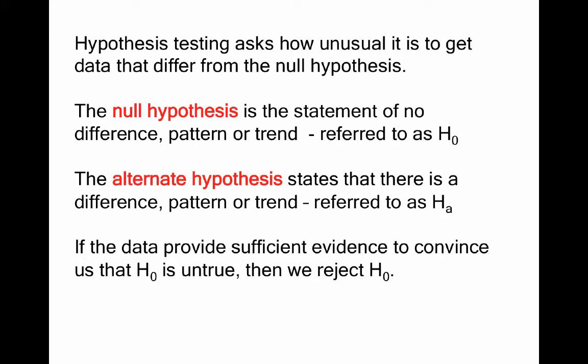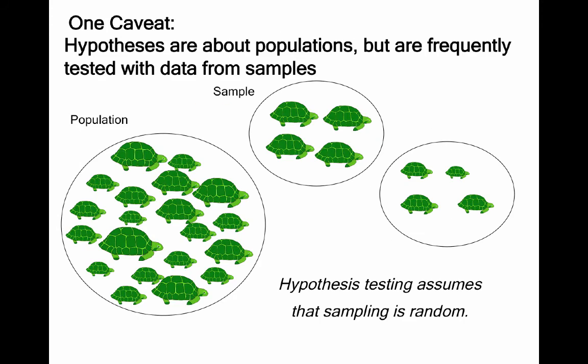Hypotheses come in pairs, and the other side of the pair is the alternate hypothesis. This is where we state the interesting part of the investigation. This is generally where we state the difference, pattern, or trend that we're looking for in our experiment. And this is referred to as HA. What we do in hypothesis testing is we run a little test, and that test allows us to decide if we have sufficient evidence to decide that the H0, the null hypothesis, is untrue. And if it is untrue, we're going to reject it.